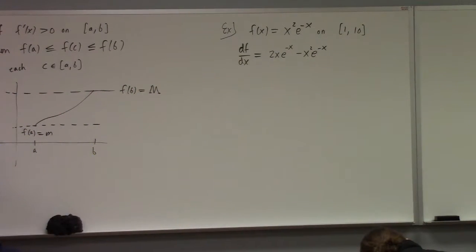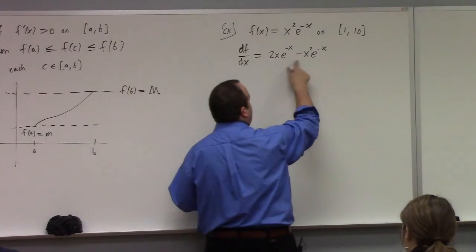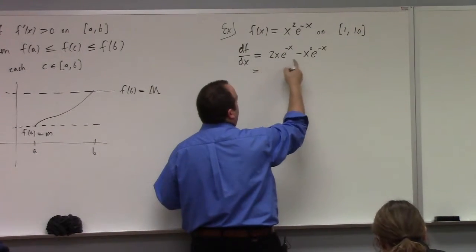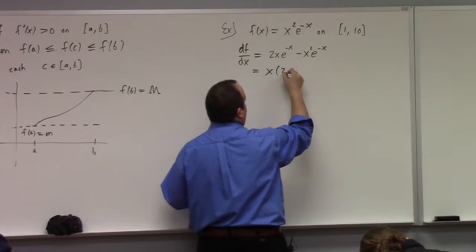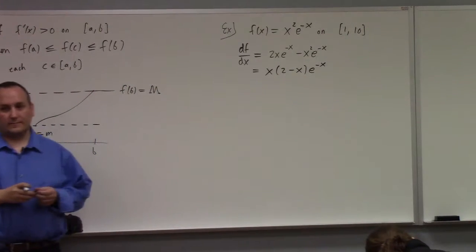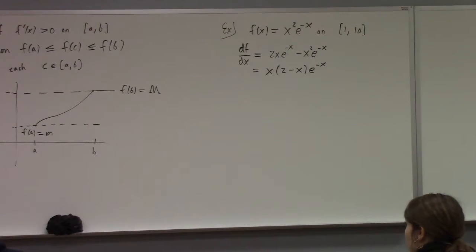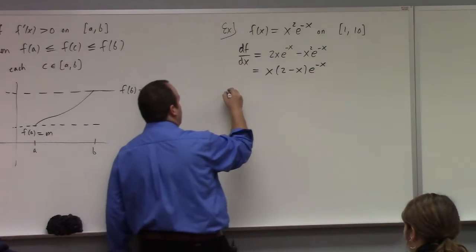So I know places where it can change from decreasing to increasing, the so-called turning points of the graph, are going to be places where the derivative is 0. So to see that clearly, I need to find a formula for the derivative which is easily understood. And so factoring out this e to the minus x is a good move. And I can factor an x out as well. So that's x times (2 minus x) e to the minus x. And from that, I can see that the critical numbers for this function are 0 and 2.